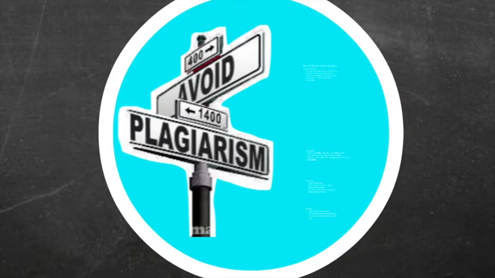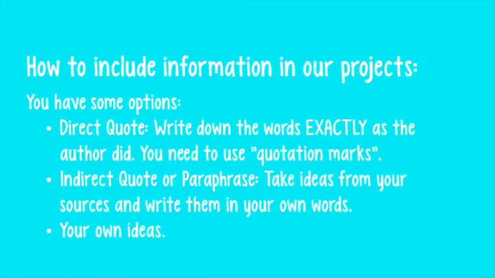Now, let's review what can be done when doing research in order to avoid plagiarism. One of the first things is to use direct quotes, which means to write down the exact words from the original source and identifying them by using quotation marks at the beginning and end of the sentence. Then we have paraphrasing or indirect quotes. This is to take the ideas from the sources, understand them, and writing them in your own words. Finally, also including your own ideas in the paper, which is what your teachers actually want to hear from you.